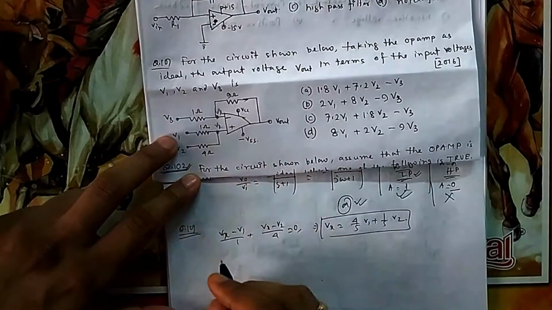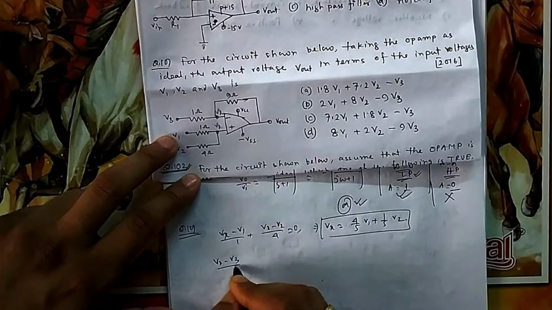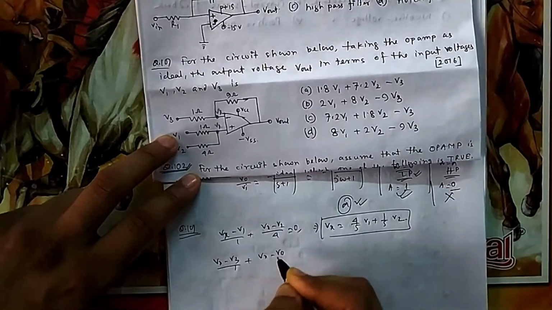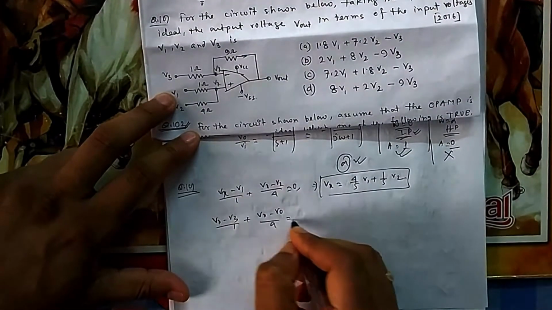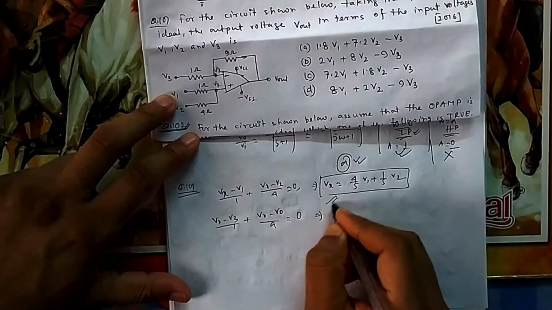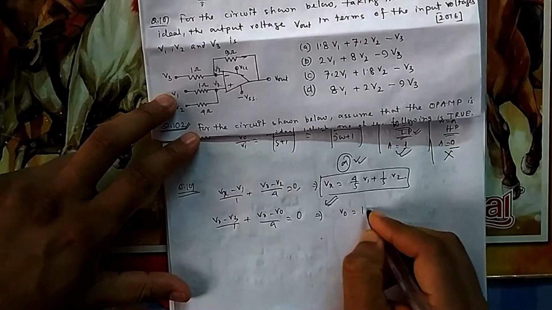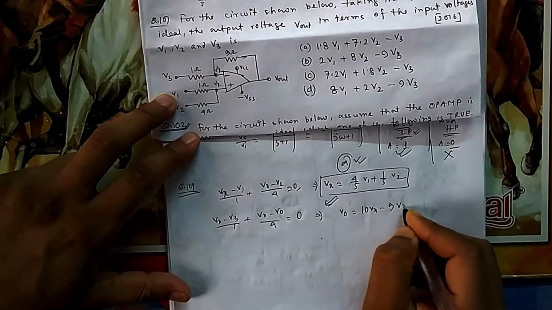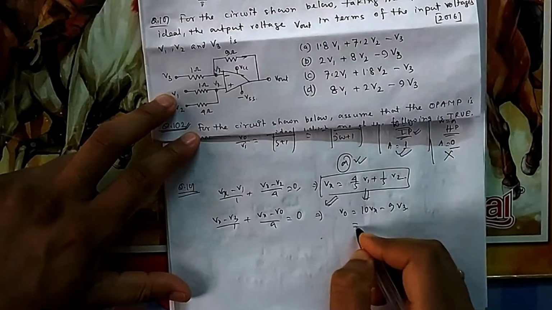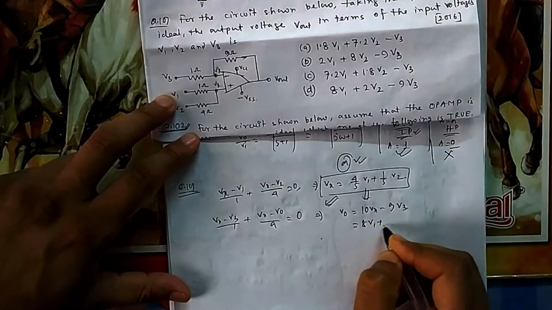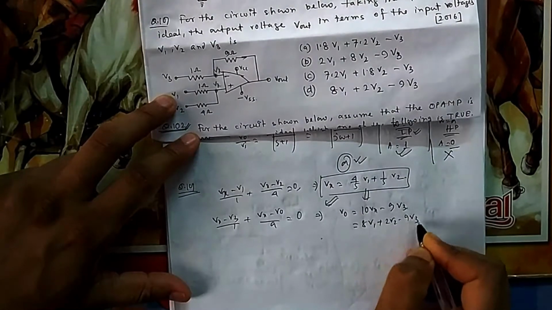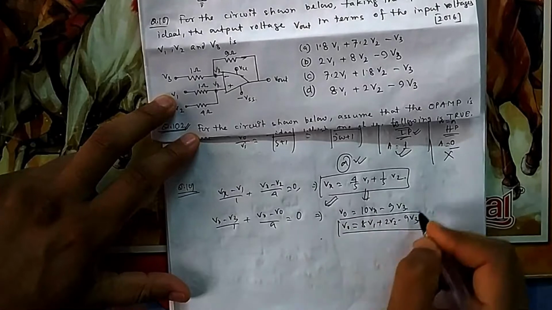Next you do it for this one. So it will be Vx minus V3 by 1 plus Vx minus V0 by 9, which is equal to 0. If you put Vx there, you will find your V0 is equal to 10 Vx minus 9 V3. Now if you put Vx here, it will be 8 V1 plus 2 V2 minus 9 V3. That is your, I think, option D.